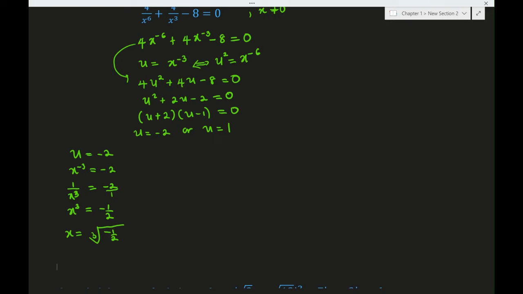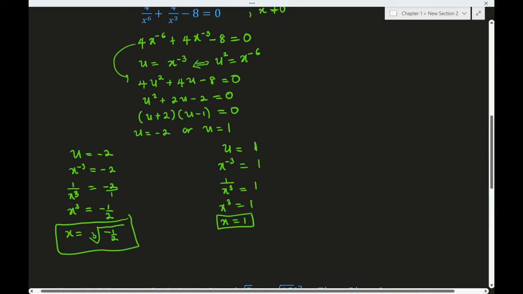So what is the next one? The next one here, we have u equals 1. So the same approach. You have x to the power minus 3 equals 1. What does that mean? 1 over x to the power 3 equals 1, and this simply means x cubed is 1. So x is still going to be 1. So we have these two values as the values of x.